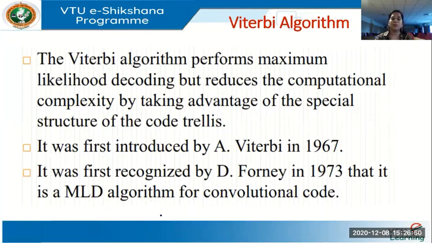Now let's move on to the Viterbi algorithm. The Viterbi algorithm performs maximum likelihood decoding, but it reduces the computational complexity by taking advantage of the special structure of the code trellis. So here, because of the structure of the trellis, we are able to apply Viterbi decoding exclusively for achieving maximum likelihood detection in convolutional codes.